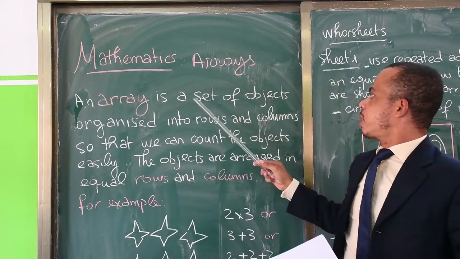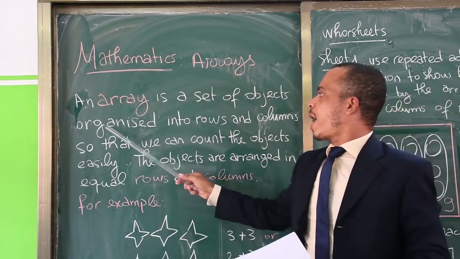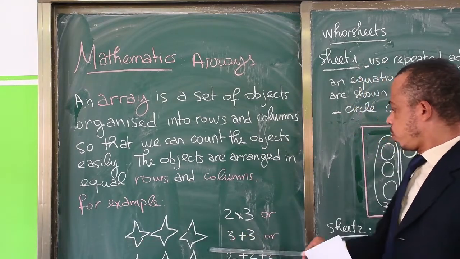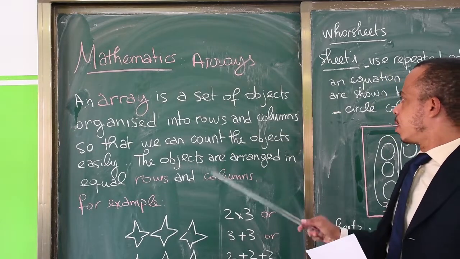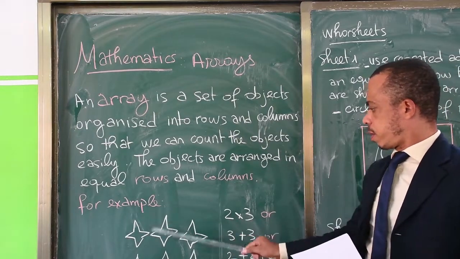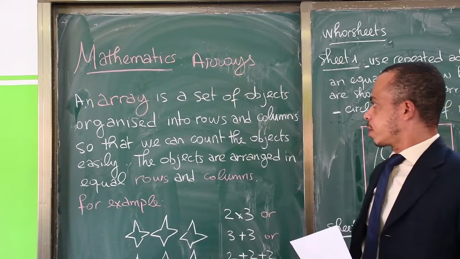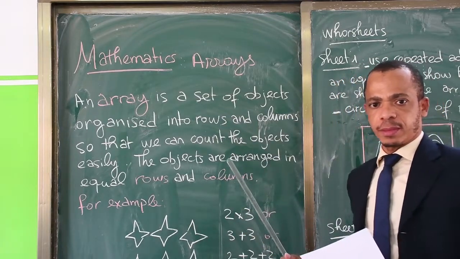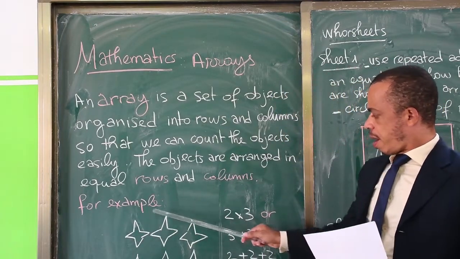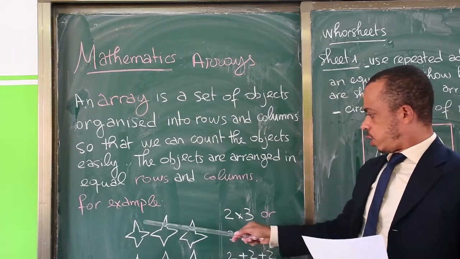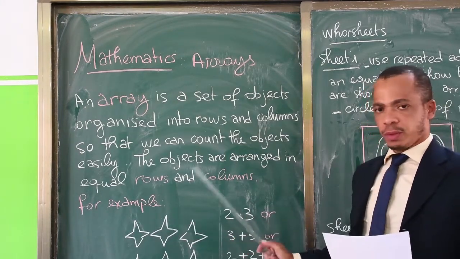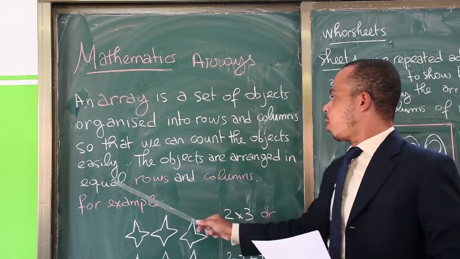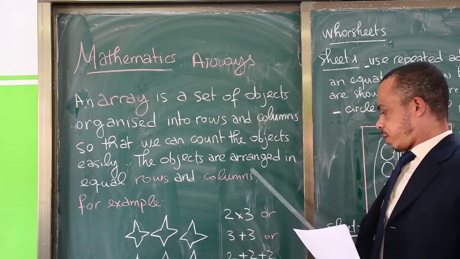An array is a set of objects organized into rows, okay? Rows and columns, so that we can count the objects easily. As you see on this array, you can count the objects easily, 2 plus 2 plus 2, or 3 times 2. The objects are arranged in equal rows and columns.